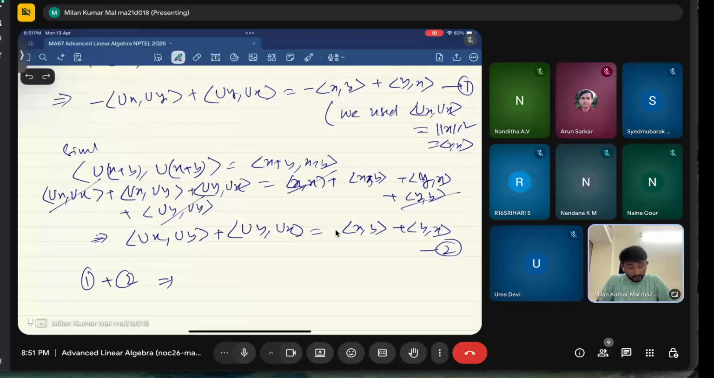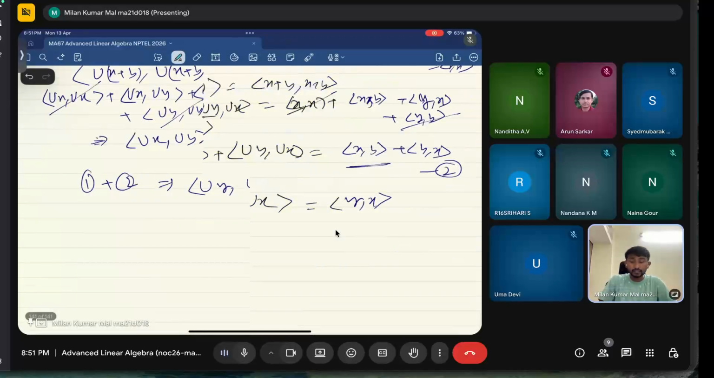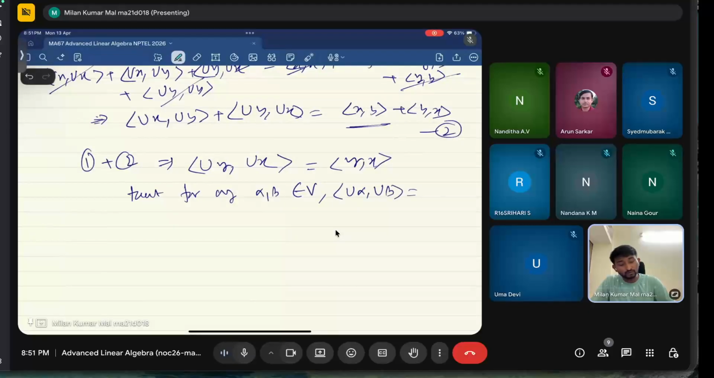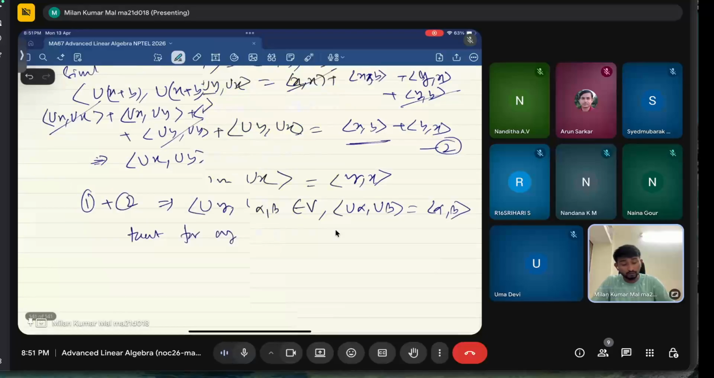So I will get u y, u x, that is equals to, here x inner product x y minus x, that will cancel out, and this will be y x. So basically we have started with any x y and we have obtained it. That is, for any alpha beta in the vector space V, u alpha, u beta is equals to alpha beta. I have not used any polarization identity, so that's why I'm not using this one. I'm directly trying to obtain this one.